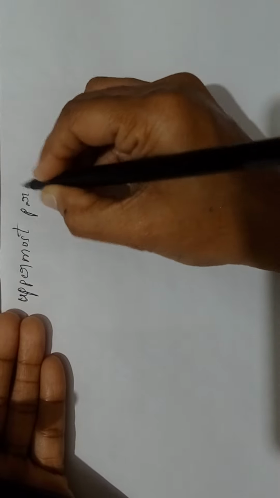What is the reduction zone, students? It is the uppermost part of the furnace. First one, combustion zone, it is the lowest part of the furnace. The reduction zone is the uppermost part of the furnace.